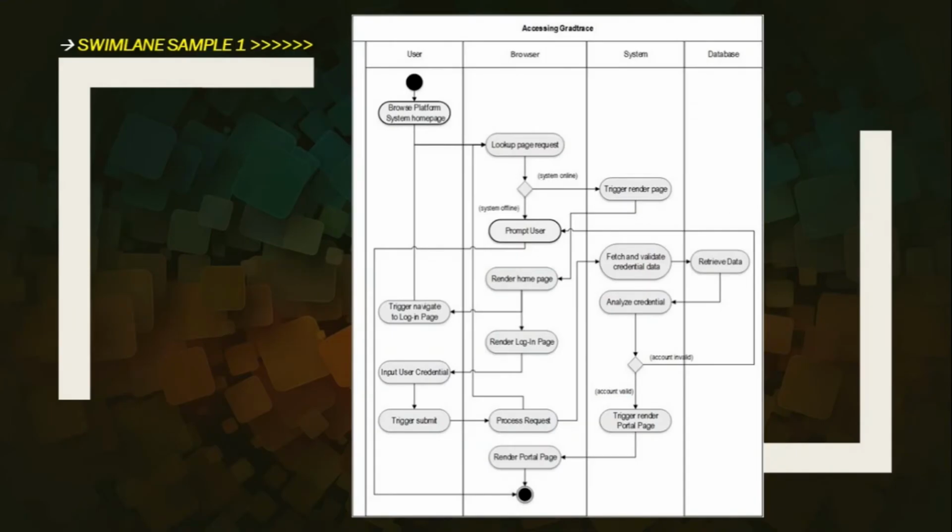Okay. So I have here four lanes: the user, the browser, the system, and the database. So mo-gamit since online man siya. So ang user nako, so start browse platform system homepage. So type na og www. Then paingon gyud sa browser, look up page request. So look up page request.